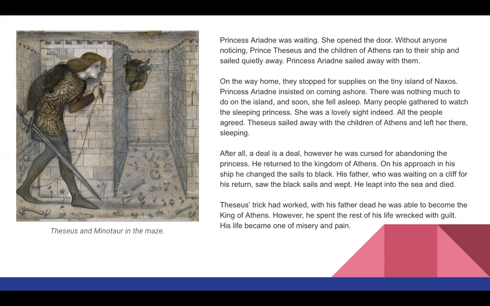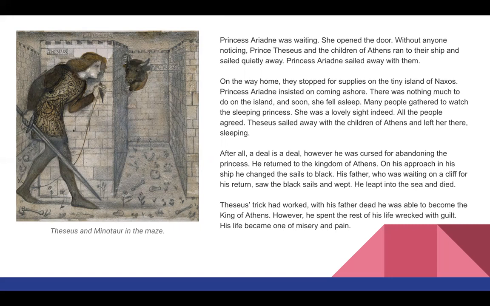On the way home, they stopped for supplies on the tiny island of Naxos. Princess Ariadne insisted on coming ashore. There was nothing much to do on the island, and soon she fell asleep. Many people gathered to watch the sleeping princess. She was a lovely sight indeed. All the people agreed. Theseus sailed away with the children of Athens and left her there sleeping. After all, a deal is a deal. However, he was cursed for abandoning the princess.